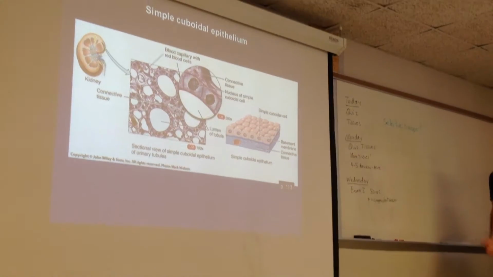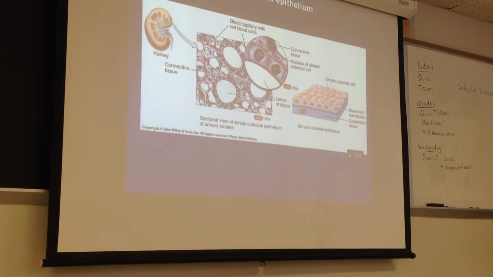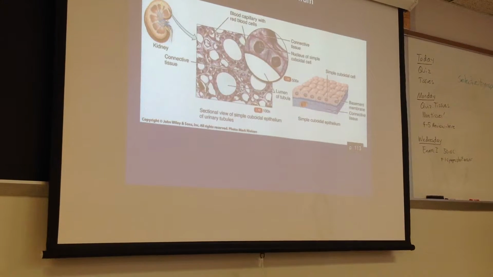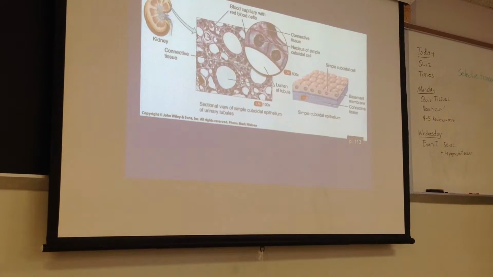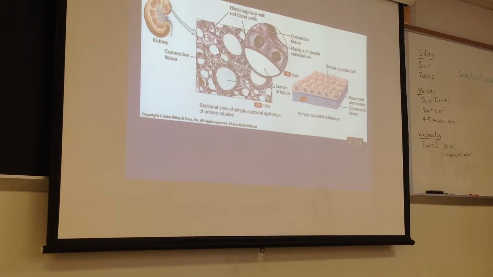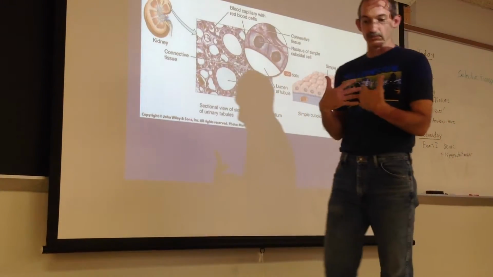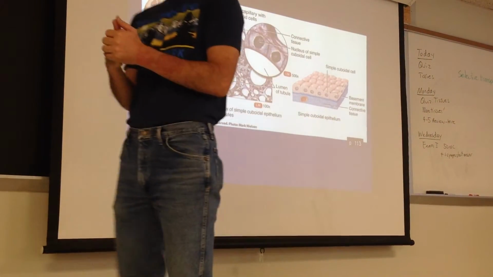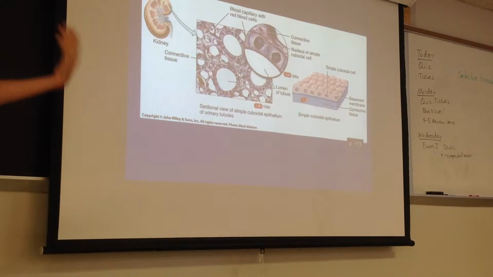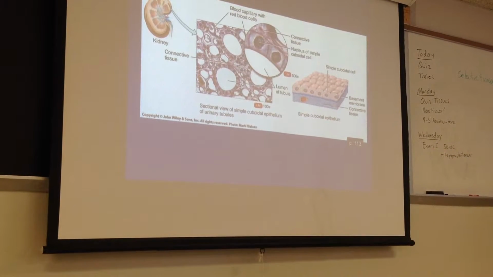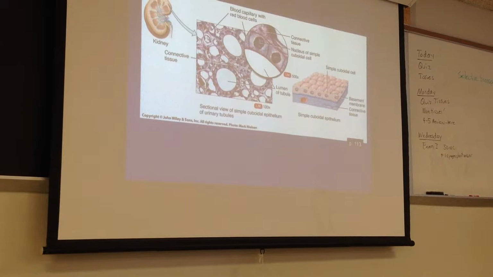Simple cuboidal epithelium will be a single layer of cube-shaped cells, widespread in the body. Again, one place we see this is in kidneys. And a quick overview about the way your kidneys work. Well, kidneys take various molecules from the blood, and they're going to be exporting some of that, making urine. So kidneys is where urine formation occurs.